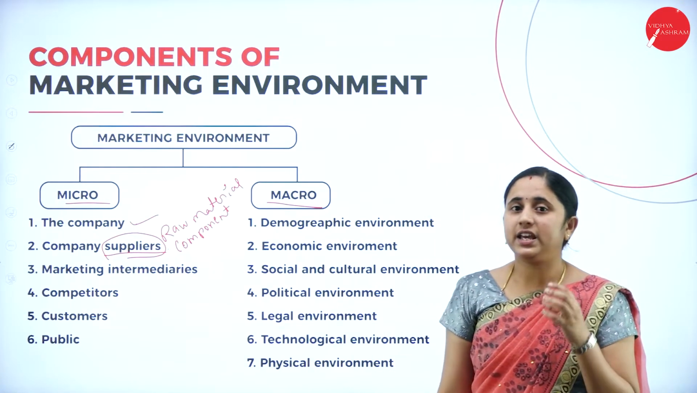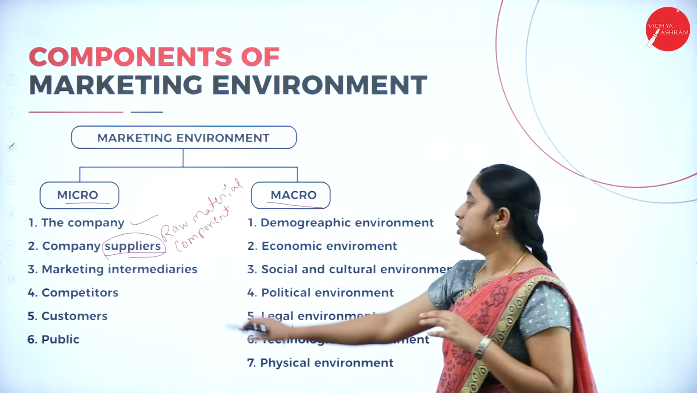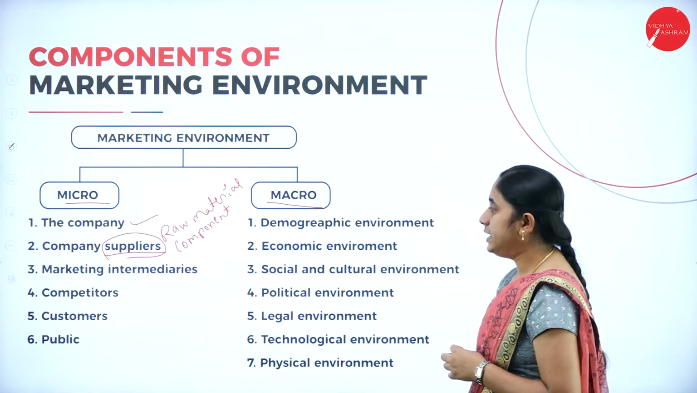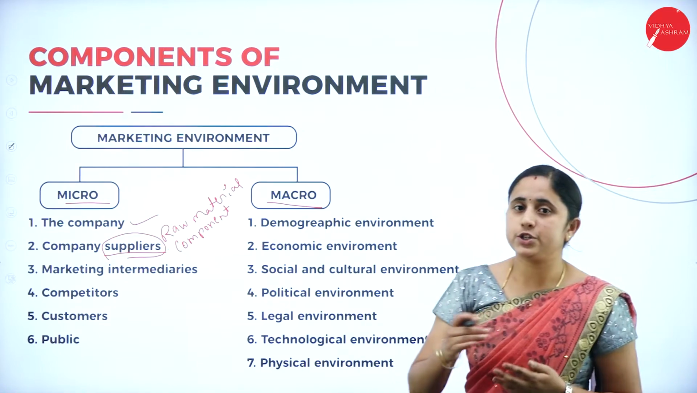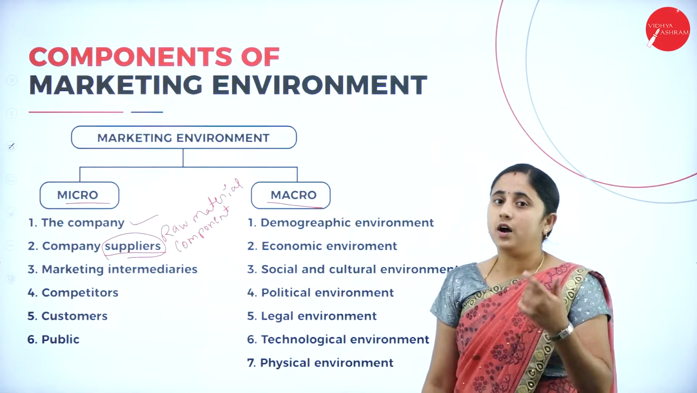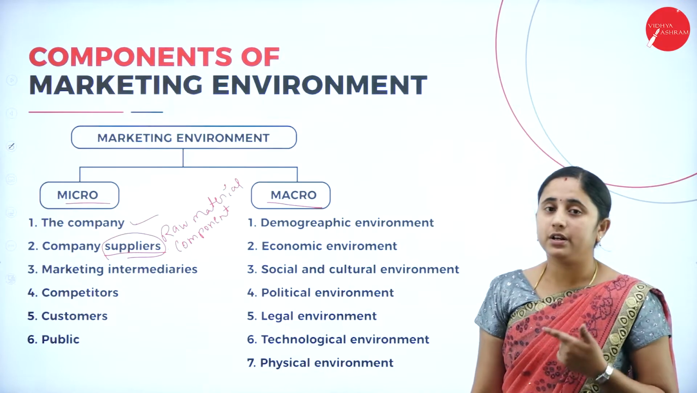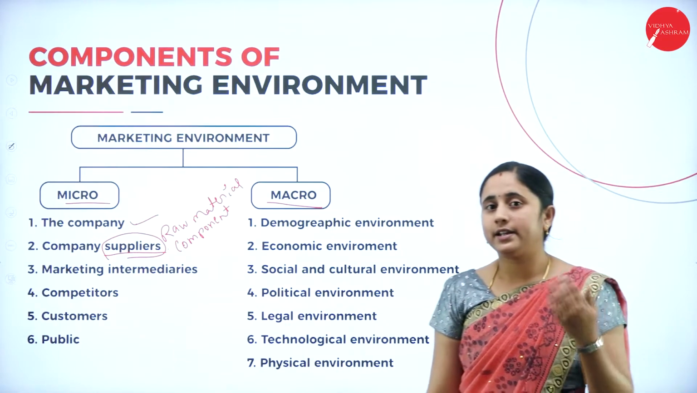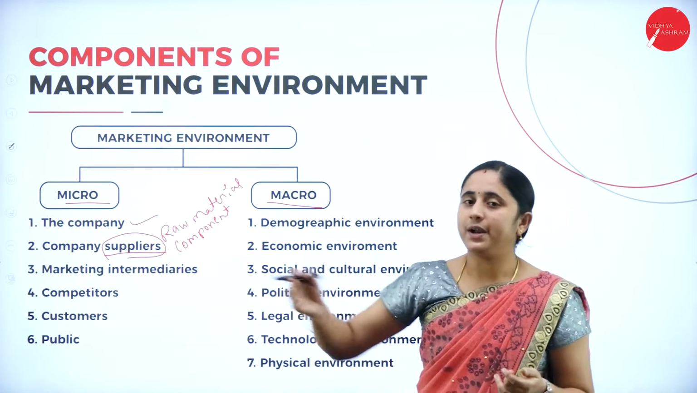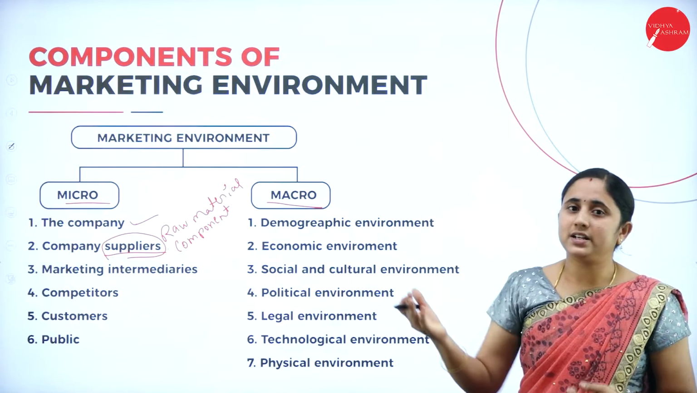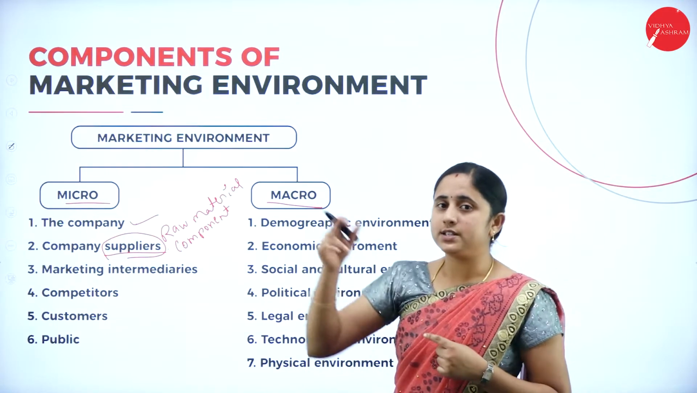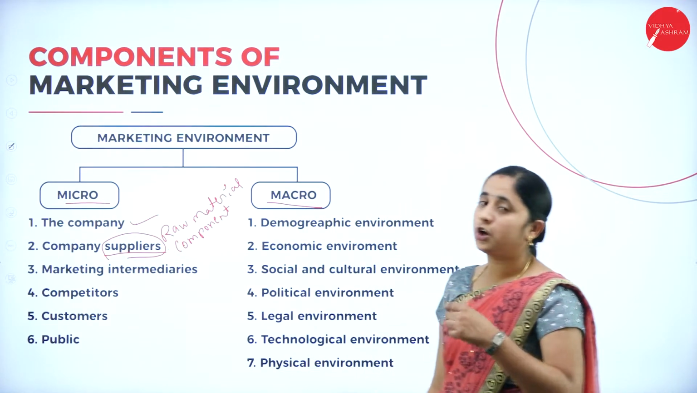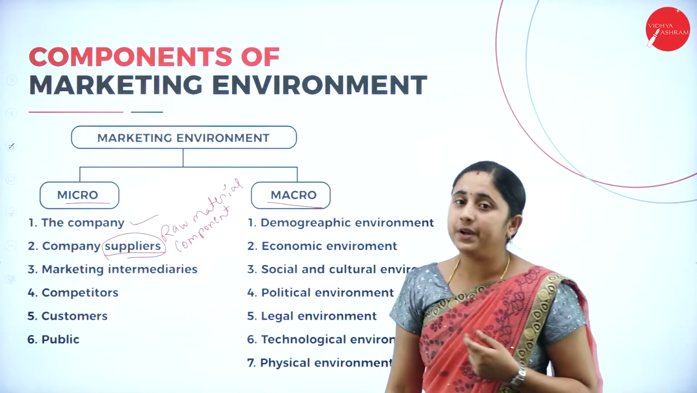Here, at a micro level, you are going to study in detail the company suppliers, then marketing intermediaries. Under company suppliers, the shortage of raw materials or a labor strike, all this influences your marketing environment. It influences your business activity. If you are not getting raw material at the right time, you cannot produce the product and supply it to the market. If the demand is more and at that time you are not getting raw material, it influences your demand as well as the supply of your goods. So, you are going to study the supplier behavior in detail.